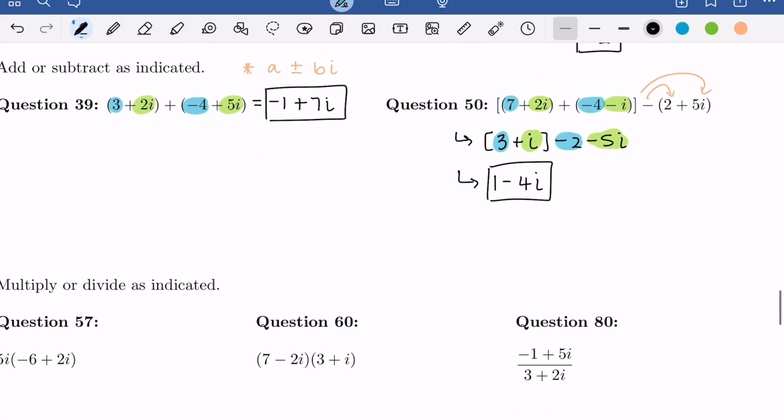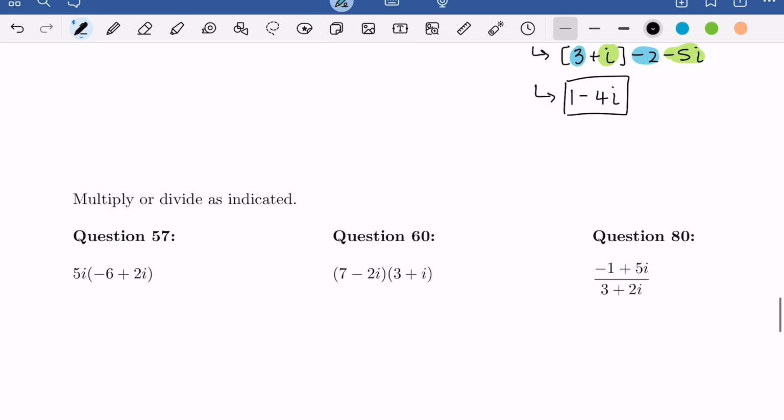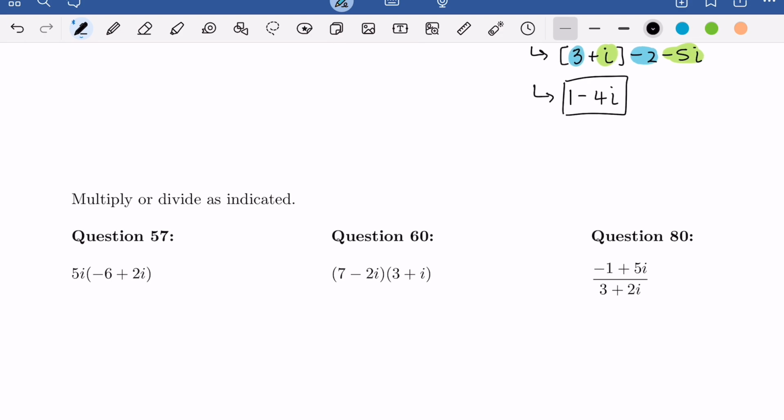Alright, so let's look at the next several questions here. In these cases, we're going to be multiplying or dividing. So we're again dealing with our complex numbers. Now in this case, as we can see for question 57, this 5i is going to be distributed to both terms here. So we can multiply real and imaginary parts, we just can't add them together.